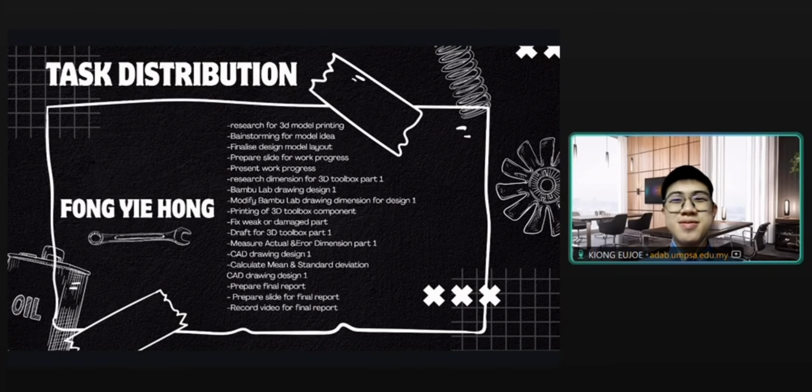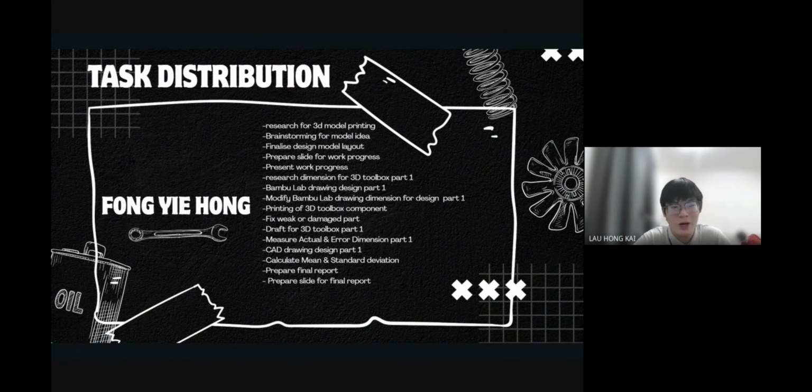Hi guys, my name is Lau Hong Kai and we'll be talking about the task distribution among our group members. First of all, will be Feng Ye Hong, who is our group leader. He researched the 3D model printing, brainstormed the model ideas, and finalized our design model layout, which is our toolbox. After that, he prepared slides for the work progress and presented in the class, and also researched dimensions for the 3D toolbox for part 1, which is the box.